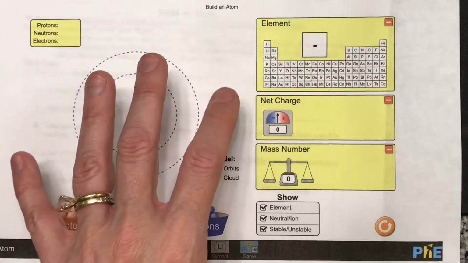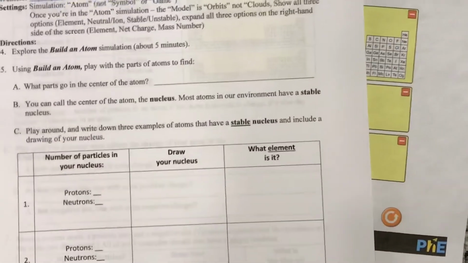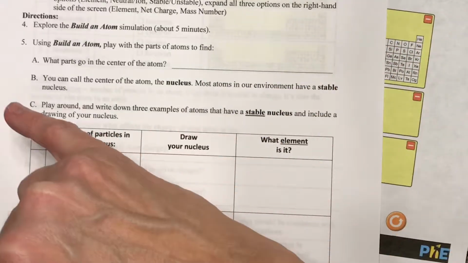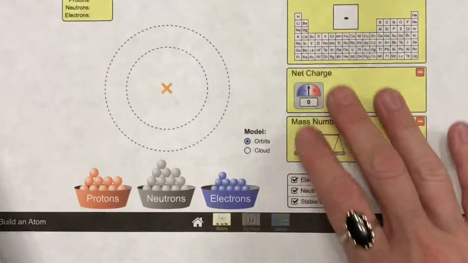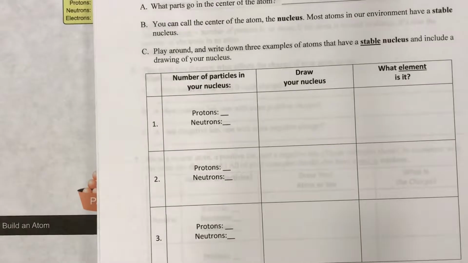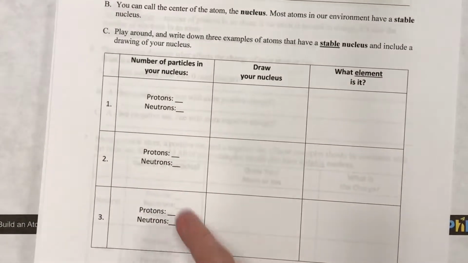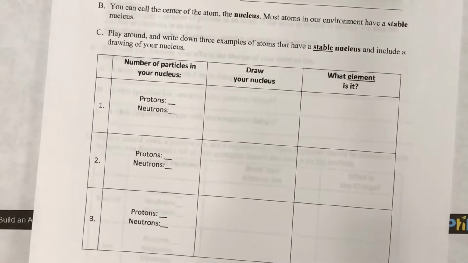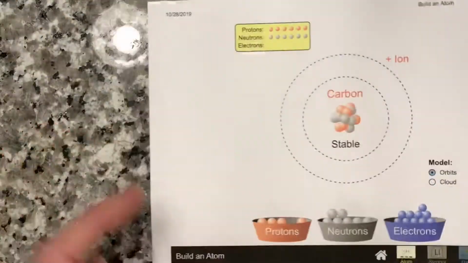Okay, so this is going to be your default screen. So your first assignment, you can answer that right now. Anywhere where it says play around, that doesn't mean go to the game. It simply means play around with this. So you can make up any atom that you want at all, right? How many protons and neutrons there are to make sure that it's stable. As an example, I went ahead and built carbon.